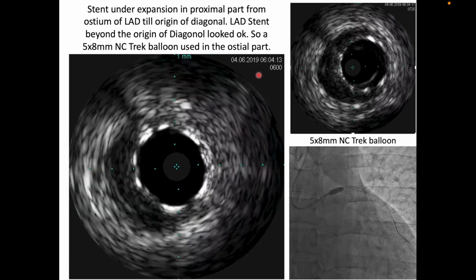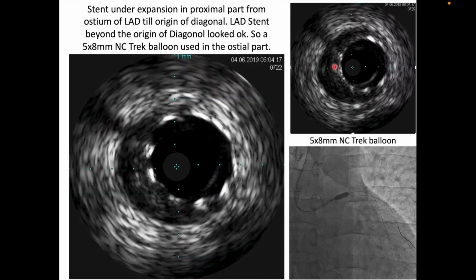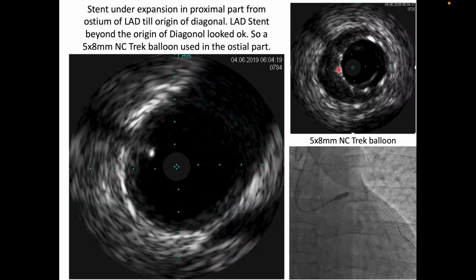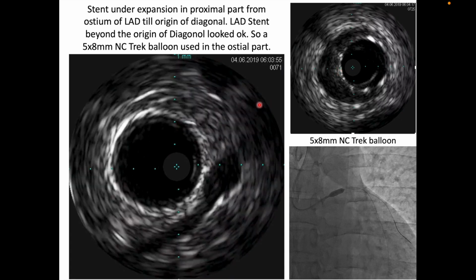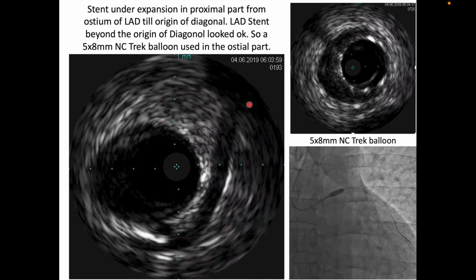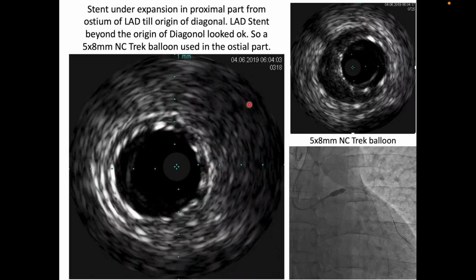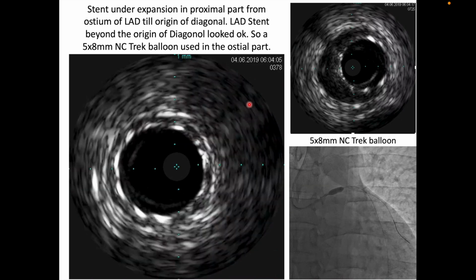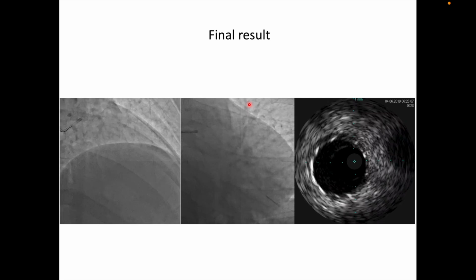Now if you look at this here, you can see that this is not only malapposed but under-expanded as well, and needed post-dilatation. So looking at the size of the ostial LAD, a 5 by 8 millimeter NC Trek balloon was taken to post-dilate the stent in the ostial region. So that's the final result.